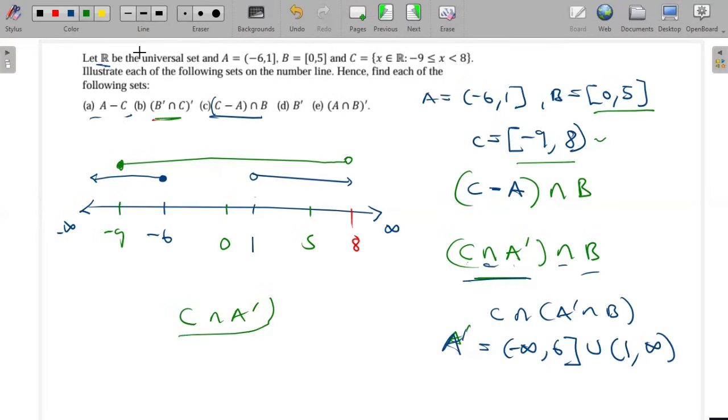Oh yes, there on the A complement, that answer. Since our universal set ends at 9 and 8, why didn't we put negative 9 to negative 6 there? Oh, okay. So don't get it confused. Here, we said let R be our universal set. So the universal set of this question is R, which is from negative infinity to what? To infinity. That's why we've written it that way.